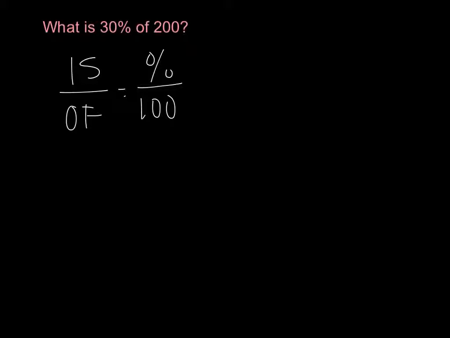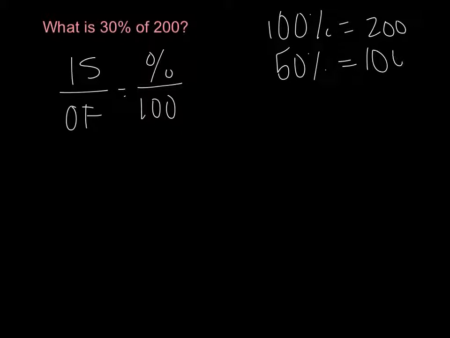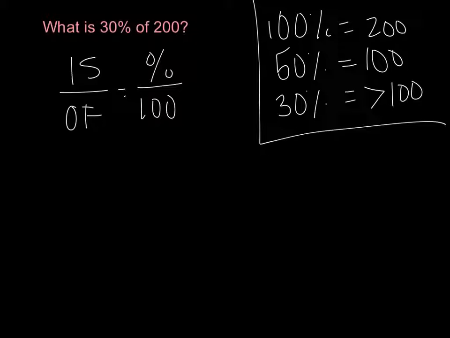The first example we're going to look at is finding the percent of a number. So if we look at this word problem, what is 30% of 200? We're going to use the formula is over of equals percent over 100. So if we think of 100% of 200 is 200. 50% of 200 is 100. That's half of 200. So we know 30% has to be less than 100. So that's just going to help us keep this in mind when we check our answers.